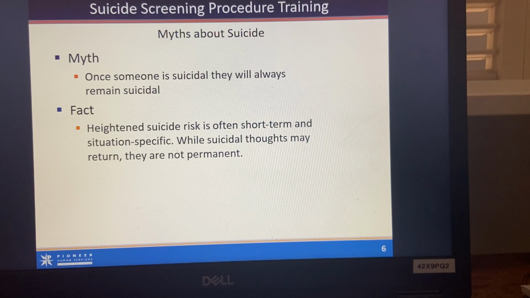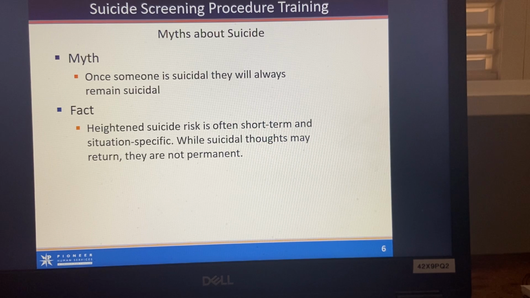Another myth about suicide is that once someone is suicidal, they will always remain suicidal. The fact is that heightened suicide risk is often short-term and situation-specific. While suicidal thoughts may return, they are not permanent.